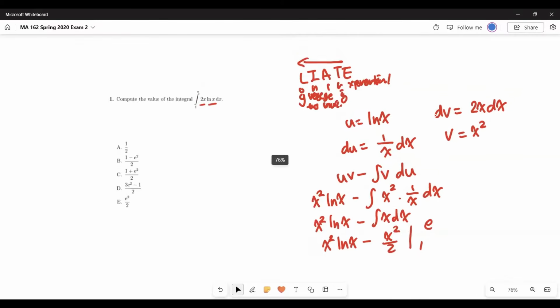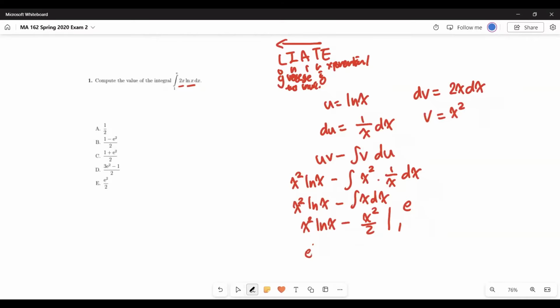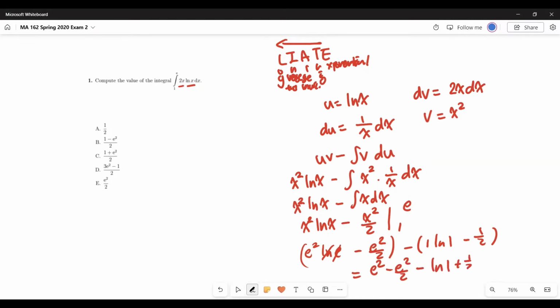Okay, now let's just plug it in. e squared ln e minus e squared over 2, minus, 1 ln 1 minus 1 over 2. So this just becomes e squared, because ln e is 1, minus e squared over 2, minus ln 1 plus 1 over 2. ln 1 is just 0, so that is nothing. So this just becomes e squared over 2 plus 1 over 2, which is c.